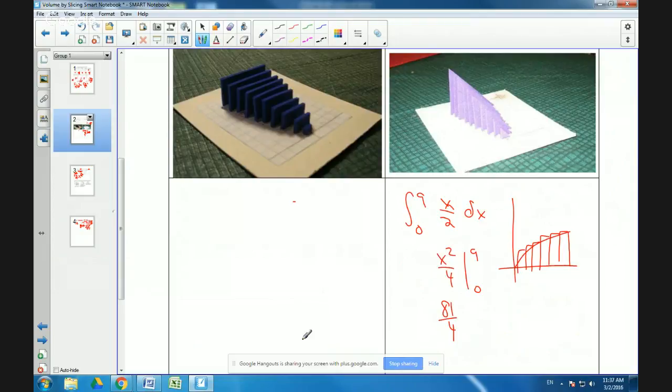Friday. Put your stuff away. If you leave your shapes on the back table, or you can leave them on your desk, it doesn't matter.